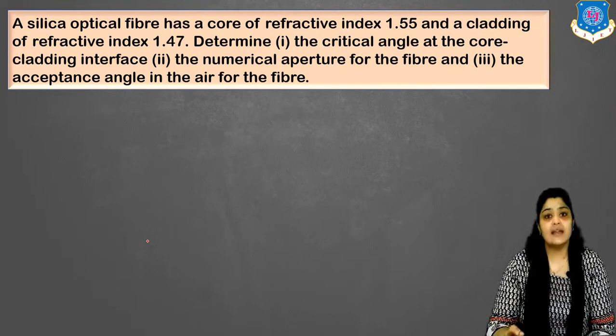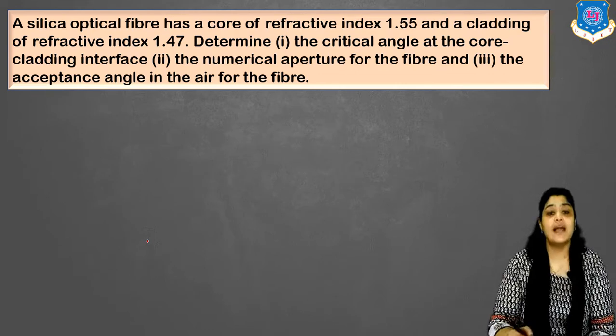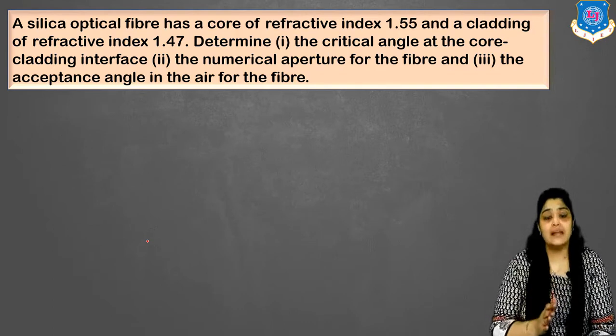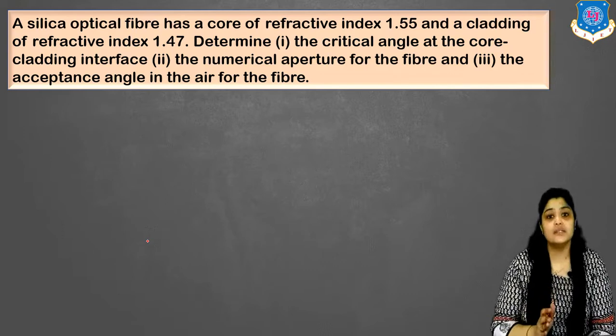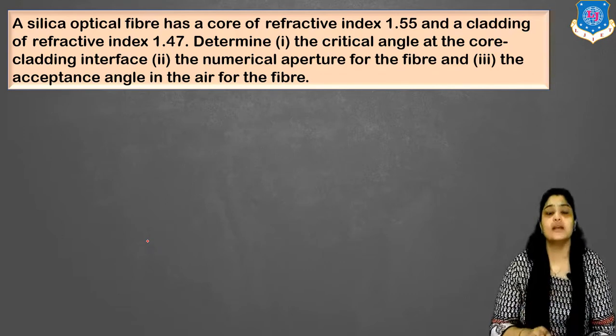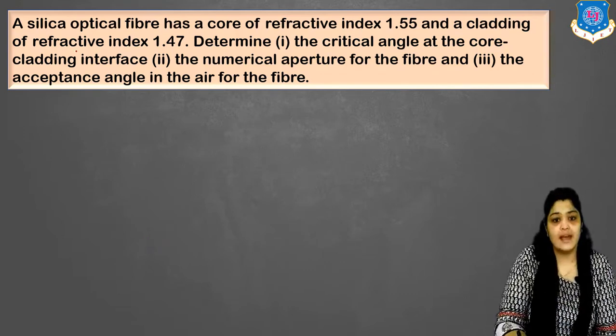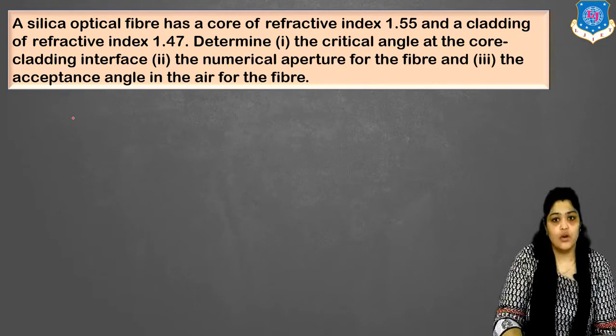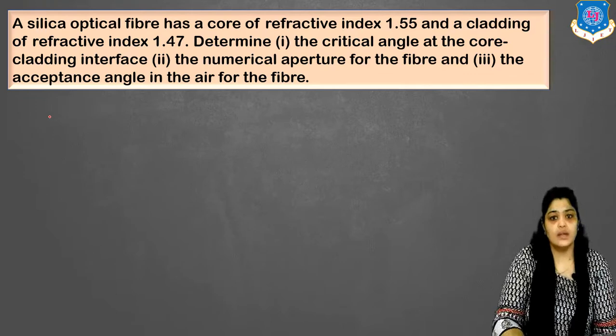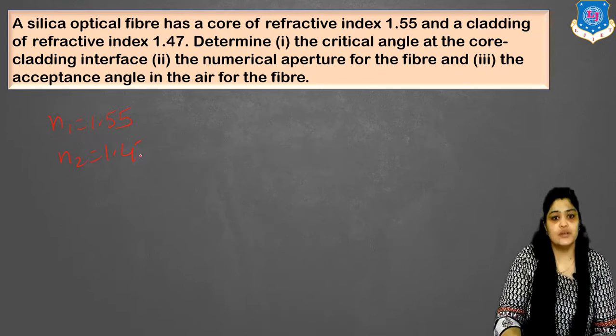Critical angle is that angle at which if the light ray is incident, you get the output as parallel to the two surfaces. So for total internal reflection, it is mandatory that the angle of incidence should be slightly more than the critical angle. So we are given the value of N1 as 1.55. We have been given N2 as 1.47.